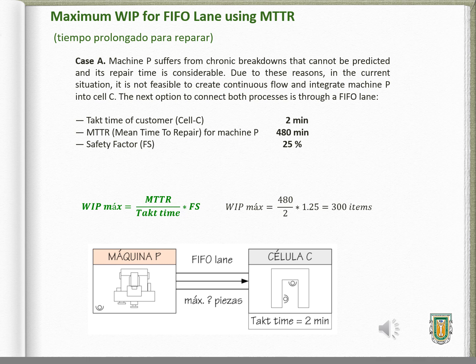The talk time of the customer, cell C, is 2 minutes. The MTTR, that is, mean time to repair for Machine P, is 480 minutes. And the company has established a safety factor of 25%, which is an extra 25% of items for security reasons. We compute the maximum work in process, WIP, by dividing the MTTR by the talk time and then multiplying by the safety factor. For this example, the maximum WIP for the FIFO lane is 300 items.